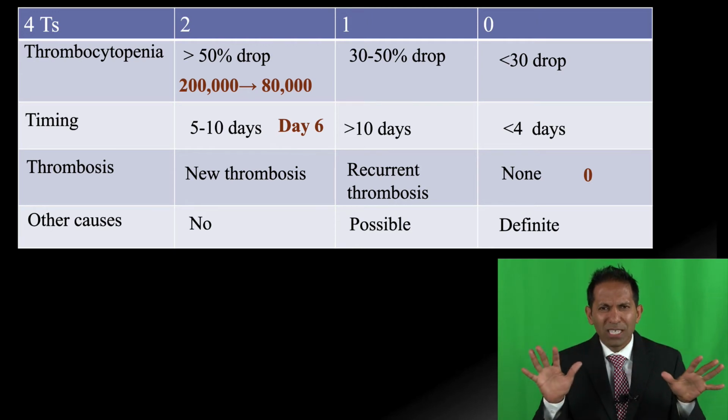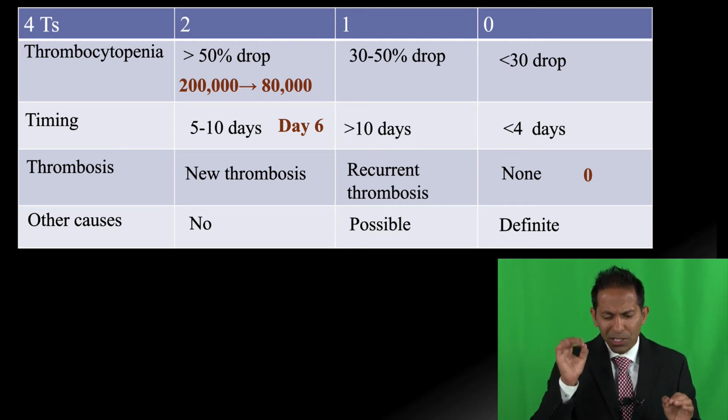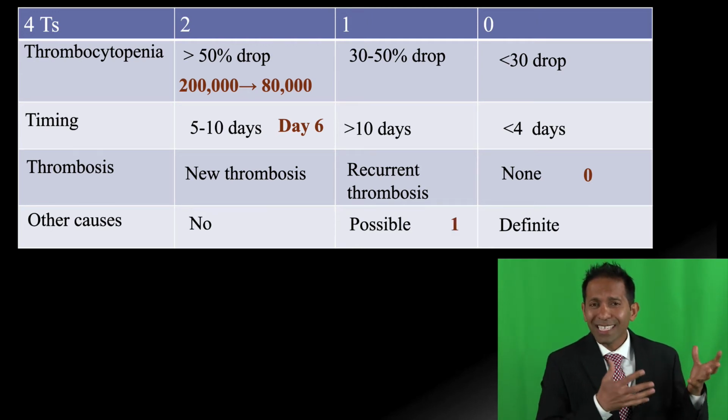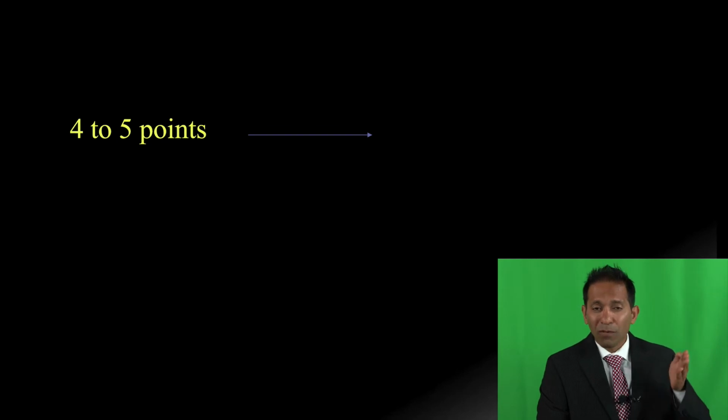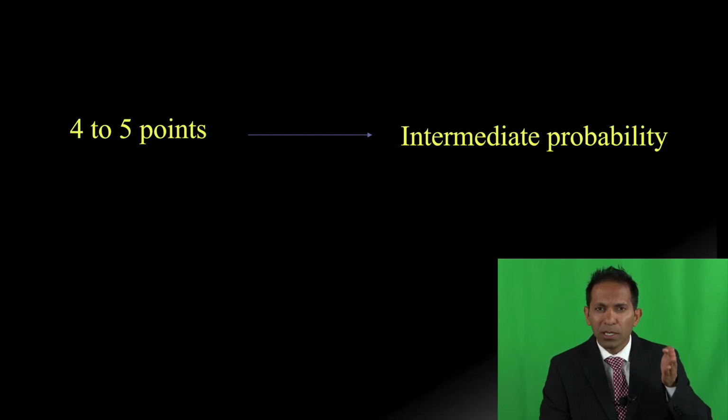The patient has no evidence of blood clot on examination, so the patient gets 0 points. The patient recently had CABG. There are a lot of causes of thrombocytopenia, so we give the patient 1 point. So patients who have 4 to 5 points have an intermediate probability of having HIT type 2.